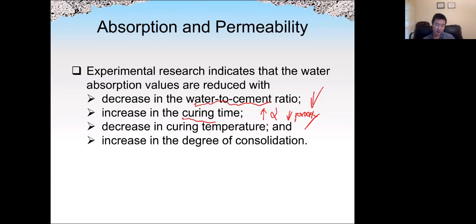Decrease the curing temperature. That means the growing of the hydration product will be slow, so we have a more homogeneous hydration product. So in the end, when alpha approaches 100%, we will have less porosity, so the water absorption will also go down. And also increase the degree of consolidation. With better consolidation, we have less porosity, so that will also reduce the water absorption.